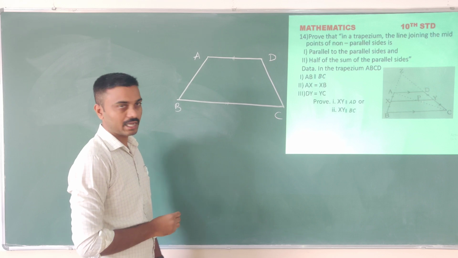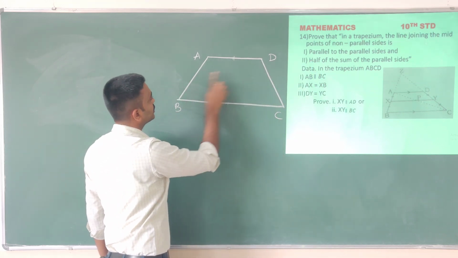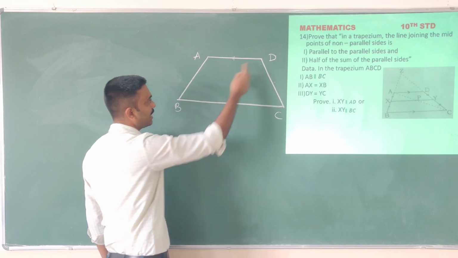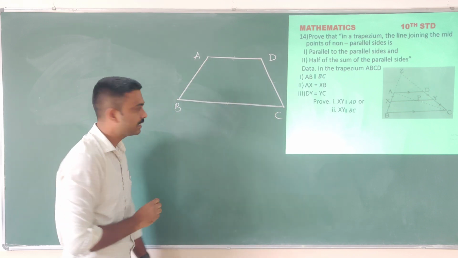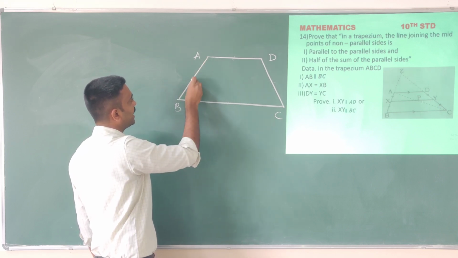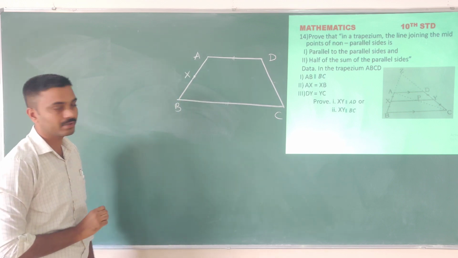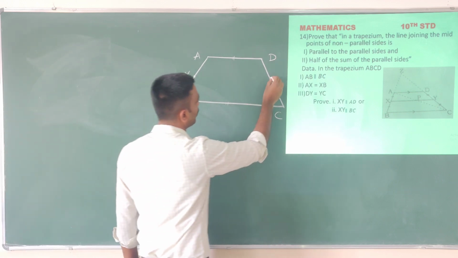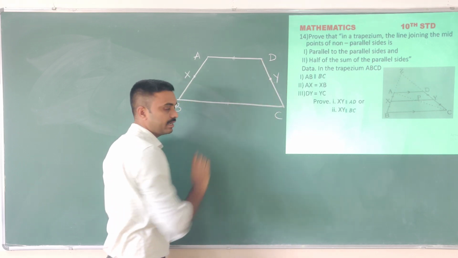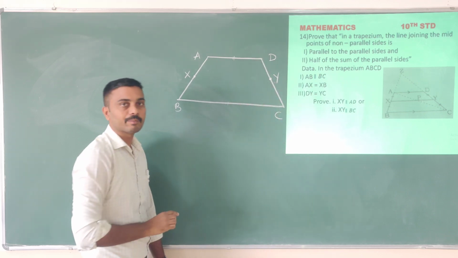Now we want to prove that the line joining the midpoints of the non-parallel sides. In this trapezium, AB and DC are non-parallel sides. Now let us take the midpoint of the side AB as X. Let X be the midpoint of the side AB, and let Y be the midpoint of the side DC of the trapezium, where AB and DC are non-parallel sides.